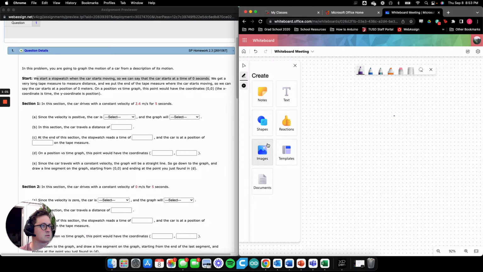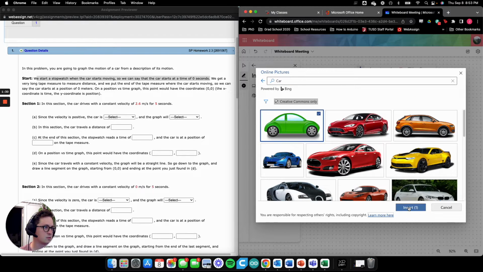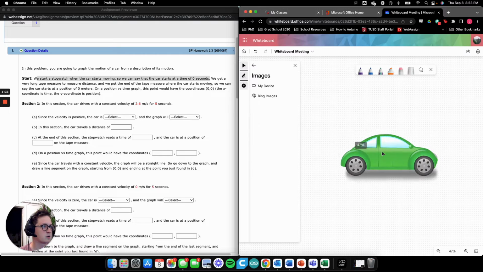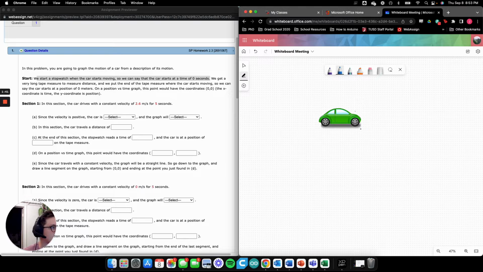Alright, so we've got a car, and let's say it is right here, and at 0 seconds it's sitting here, which is at 0 meters. There's a very long tape measure, blah blah blah, it goes on forever this way. Okay. And we are going to make a graph out of it.